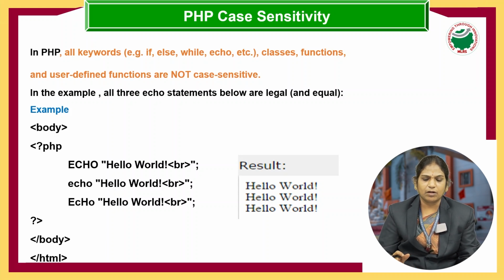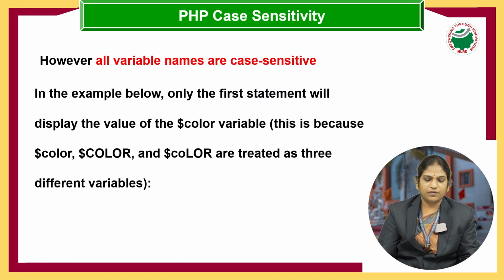But why are we calling it case sensitive? Variables are treated as different. If we declare a variable with uppercase, it is treated as one variable, and if we declare the same name in lowercase, it is taken as a different variable name. That's why we say PHP is a case sensitive language. All variable names are case sensitive, whereas keywords are not.